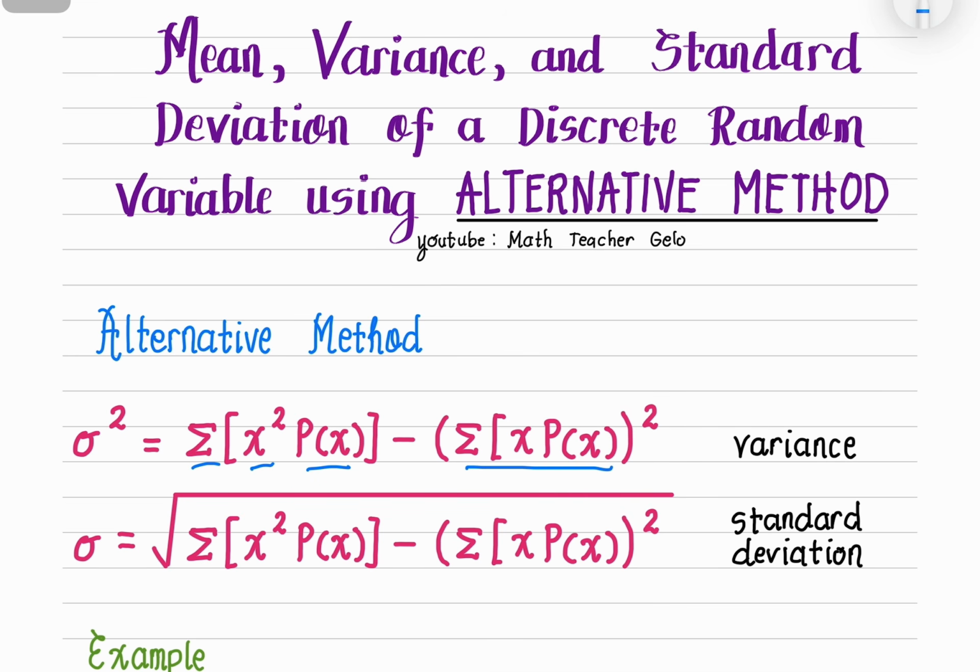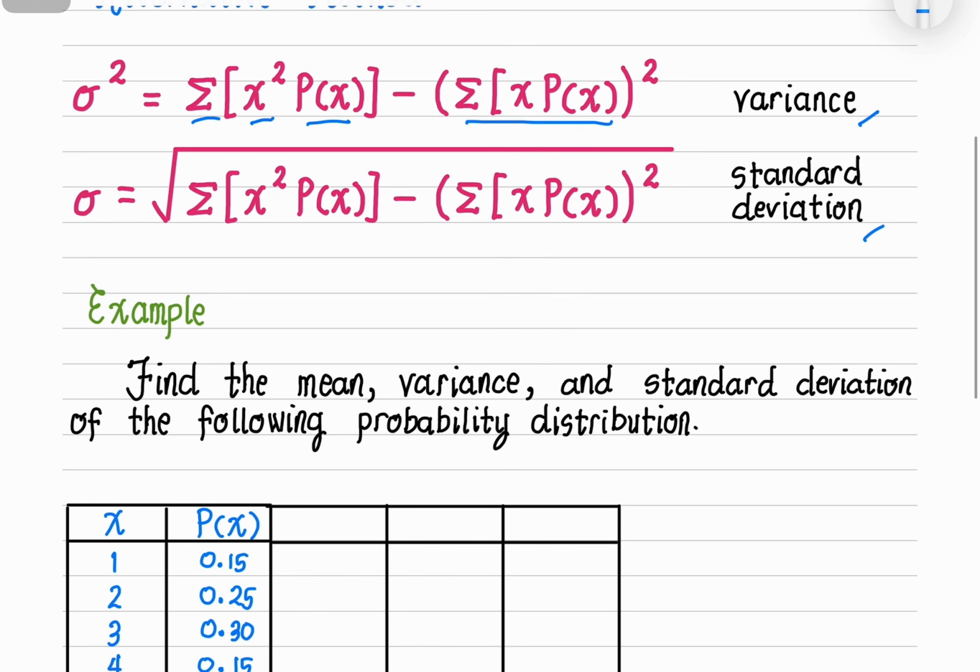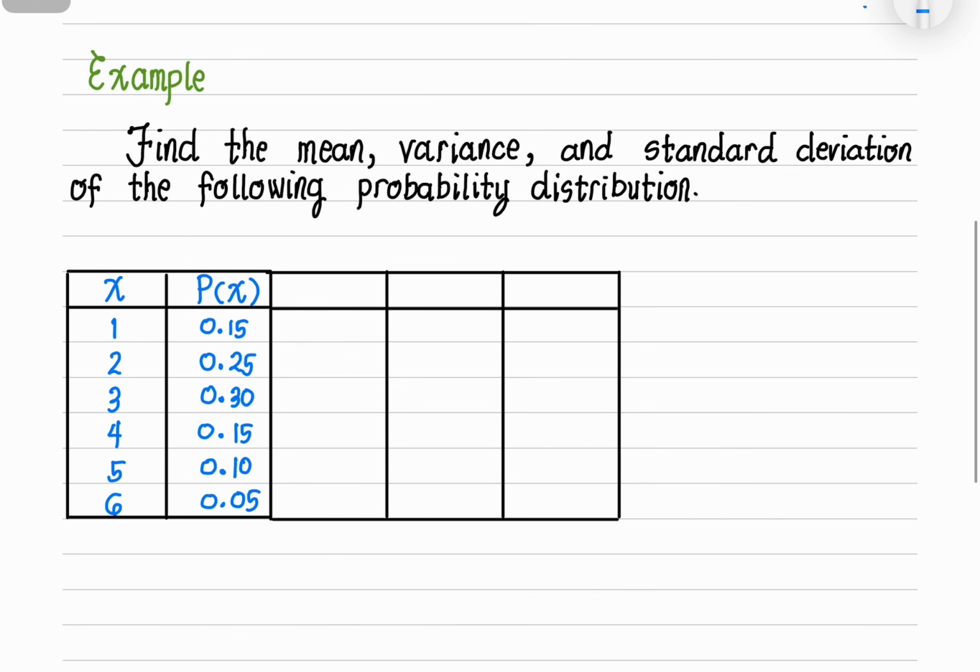Okay? So, para ma-solve naman natin yung standard deviation, ang gagawin lang natin ay getting the square root of the variance. Okay? So this is the formula for us to get the standard deviation. So now, let's answer the example. Find the mean, variance, and standard deviation of the following probability distribution.